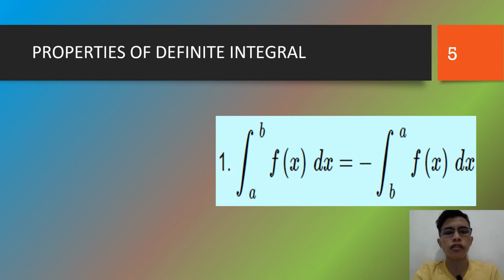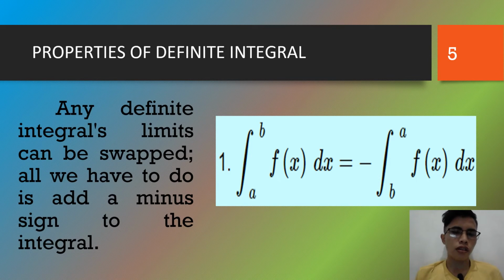Ito na po yung properties of definite integral. First, any definite integral's limits can be swapped. All we have to do is to add a minus sign to the integral. So here we have the integral of f of x dx from a to b. So pwede rin siyang maging negative. So same lang po ang result if negative yung meron tayo in front, provided that we are going to interchange or swap the upper and the lower limit.